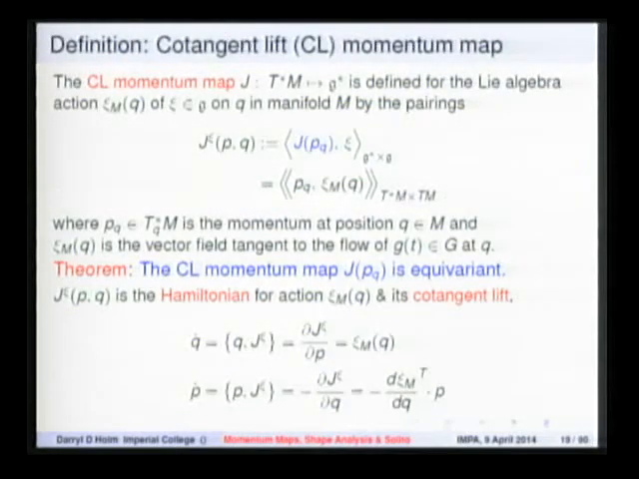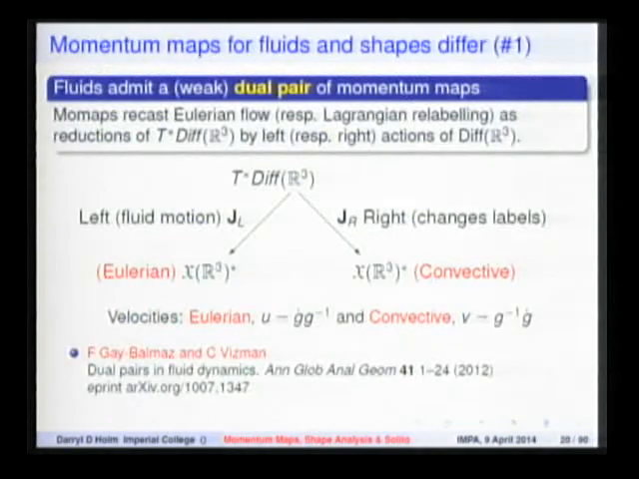Okay. So, I'm only going to show you this for one reason. Of course, you know what a cotangent lift momentum map is, and you know it's equivariant, and you know that these are the equations on the phase space for the tangent and cotangent lifts. It turns out these equations appear again and again in different guises.